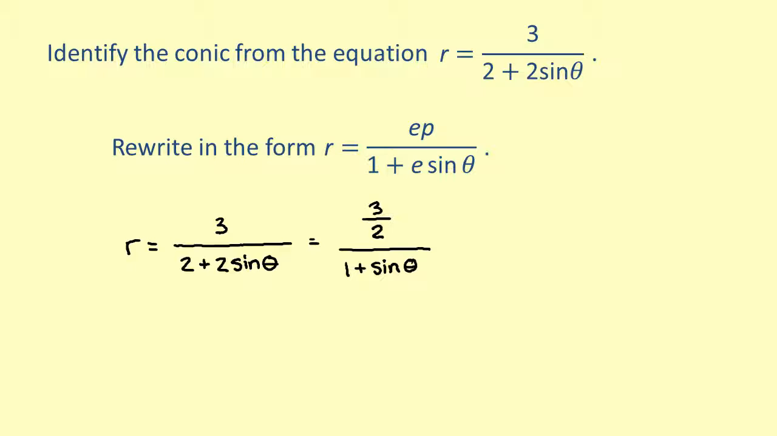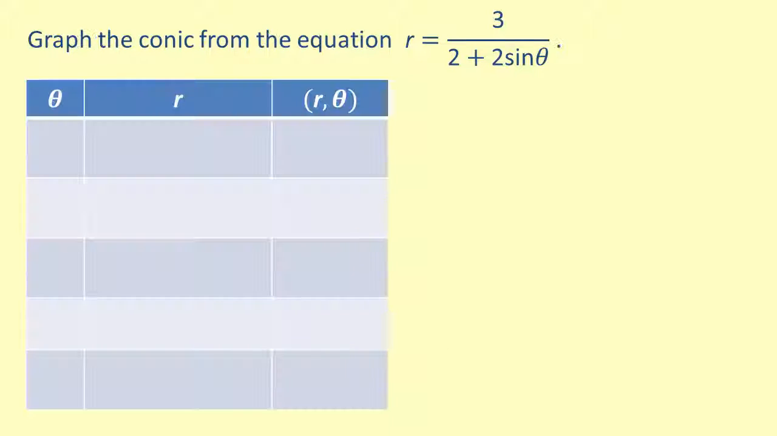Comparing this equation to its general form, we see that e is 1 because the coefficient of sine simplifies to 1. Since e equals 1, our conic is a parabola. Now let's graph this parabola.